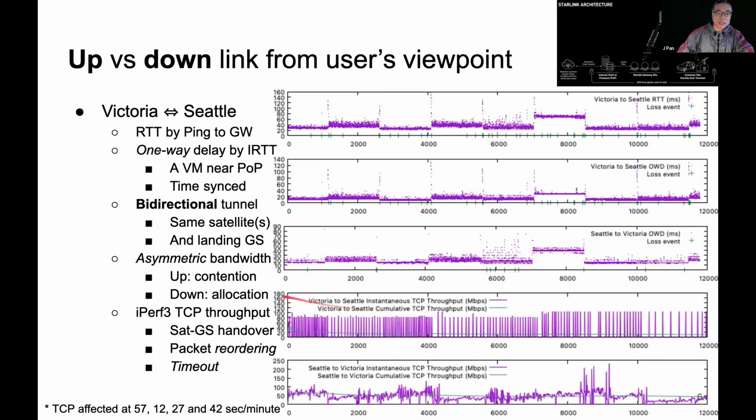That's why we can see that on the uplink there's contention, and also fewer bandwidth is assigned. For the downlink, there's more bandwidth allocation. So that's why the downlink behavior is better than the uplink.